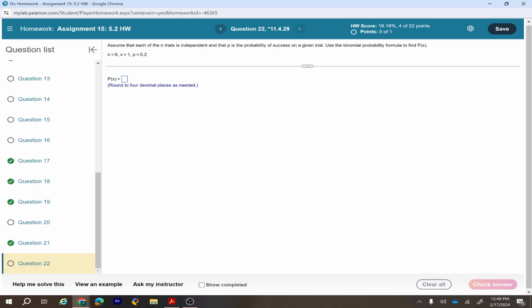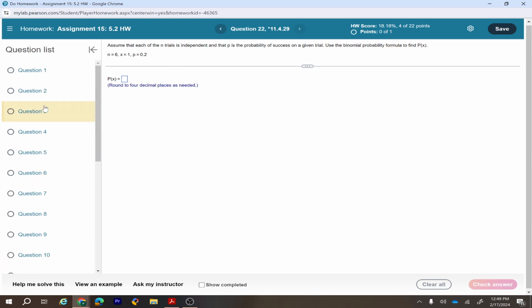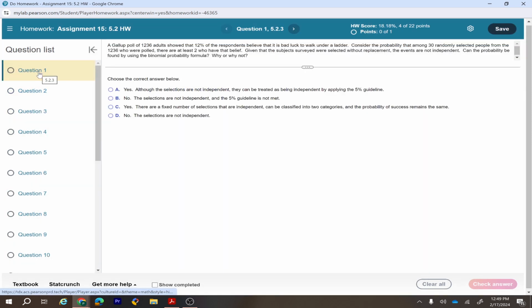These are the different values. You can check it. But now let's do a couple more problems. A Gallup poll of 1,236 adults showed that 12% of the respondents believe that it is bad luck to walk under a ladder. Consider the probability that among 30 randomly selected people from the 1,236 who were polled, there are at least 2 who have that belief.